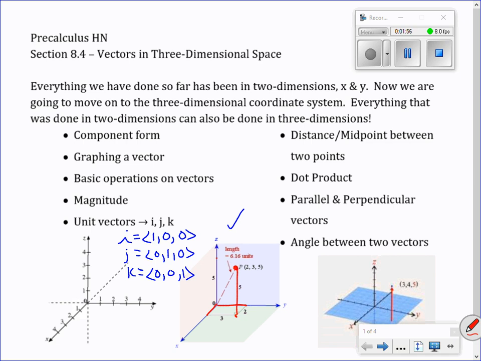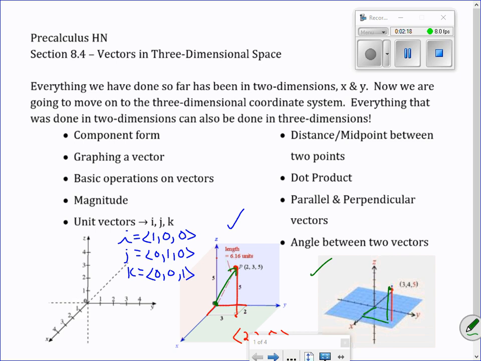So if you're going to draw a vector in component form, 2, 3, 5, and you draw it in standard position, then you would be drawing a vector that starts at 0, 0 and goes to that point, in that direction. So that would be that vector. And over here is just another example. This is 3, 4, 5. So it's gone over here 3, then 4, and then up 5. And if the z is negative, you go down instead.